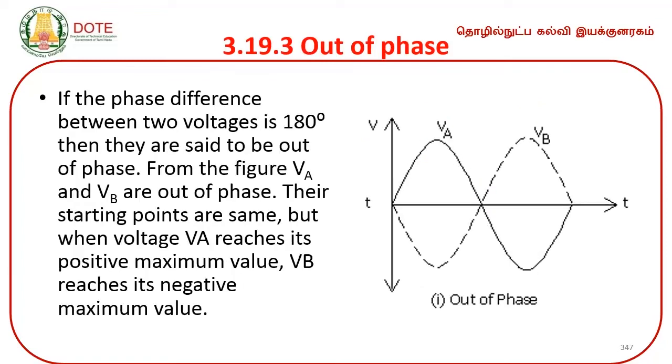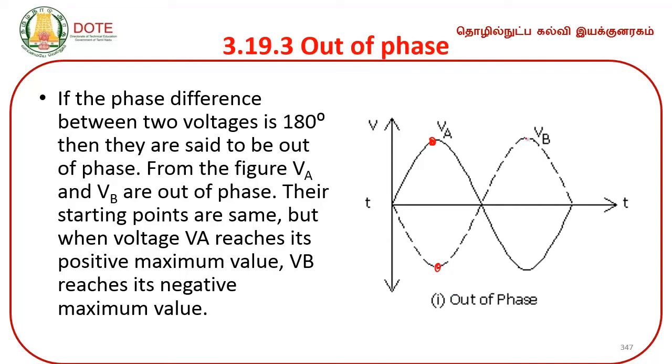Now, this is the third example, V A and V B are anti-phase with each other. The magnitude of V A and V B are same, but if the phase difference between the two voltages is 180, then they are said to be out of phase or anti-phase. From the figure, we can infer that V A and V B are anti-phase with each other, their starting points are same, but when voltage V A reaches its positive peak, V B attains its negative peak.